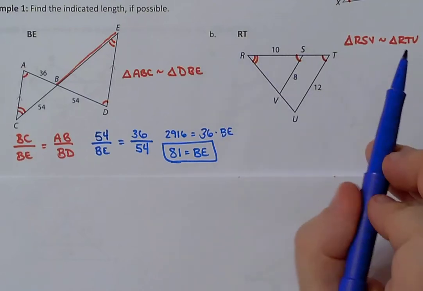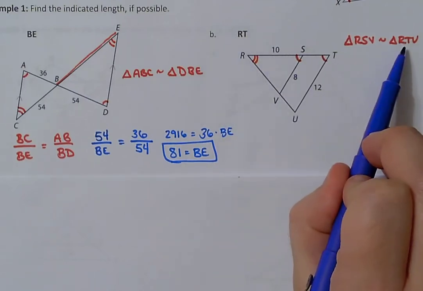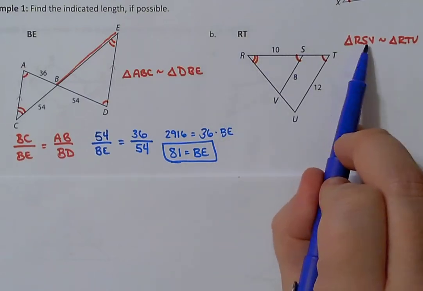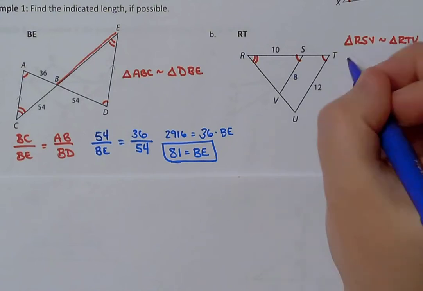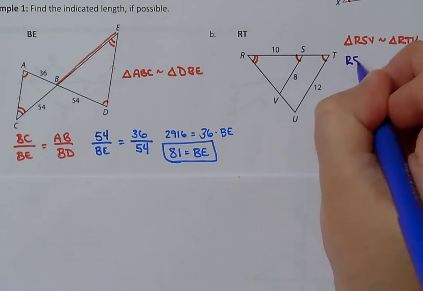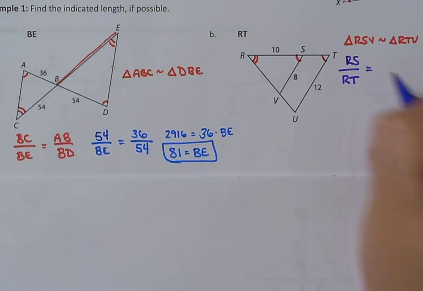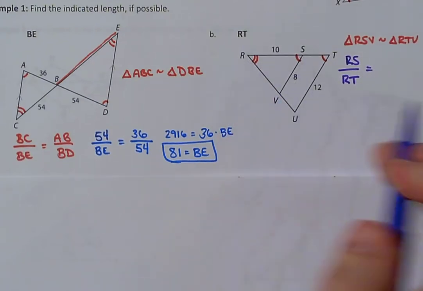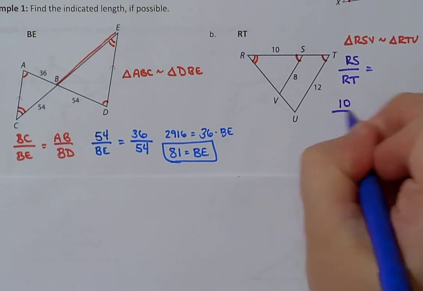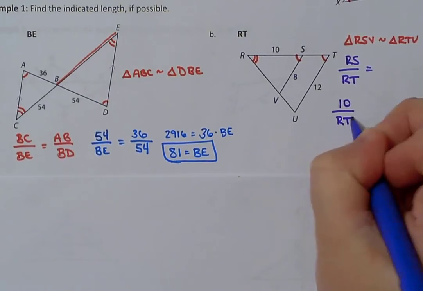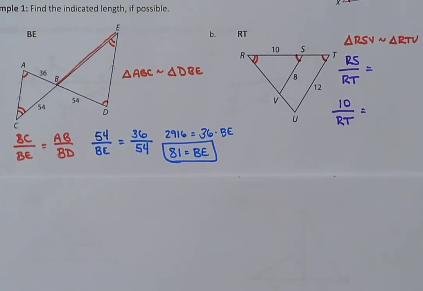Now, RT is going to be the first two letters in the second statement. So the first two letters in the first statement are going to be RS. So it's going to be RS over RT. We're told that RS is 10, and we need to figure out what RT is. So the other side of the proportion needs to come from two side lengths that we know the measure of.